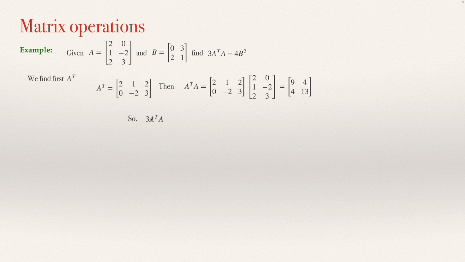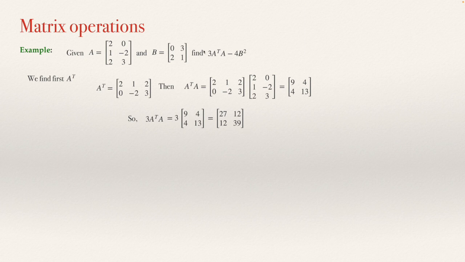Now that you have this, you can multiply by 3. So 3A transpose A will be 3 times this: 3 times 9, 4, 4, 13. 3 times 9 is 27. 3 times 4 is 12. 3 times 4 is 12. And 3 times 13 is 39. Remember, you will need to multiply each of the elements of the matrix by this 3. So you get this answer.